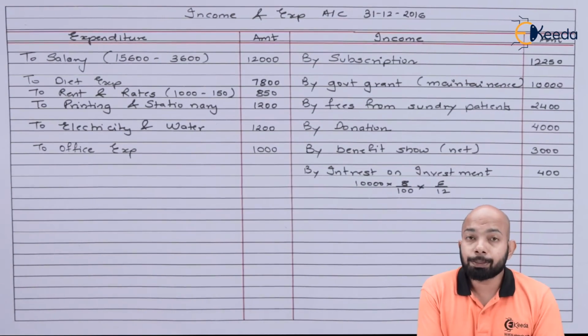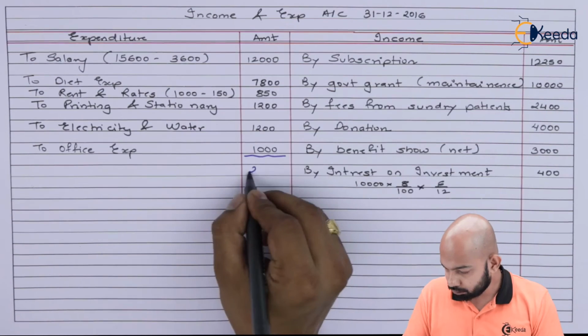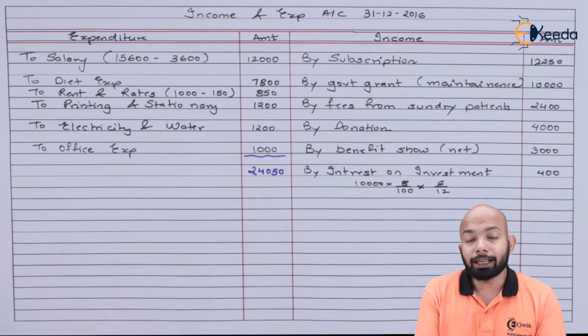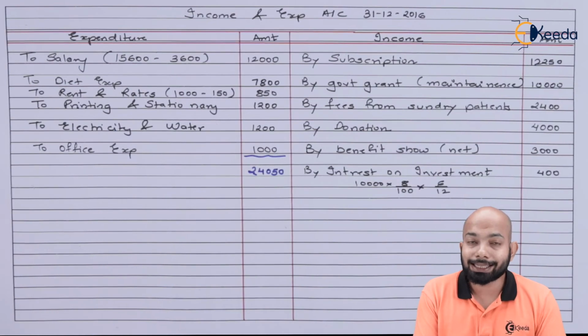So with this, the income and expenditure account is cleared. We need to figure out whether there is surplus or deficit. So let's take out the interim balance first. The debit side, that is the expenditure side, shows around 24,050 rupees as the interim balance.